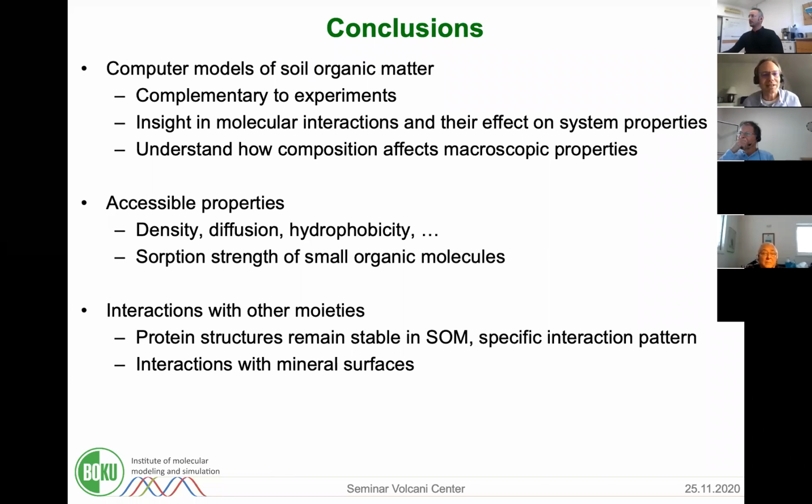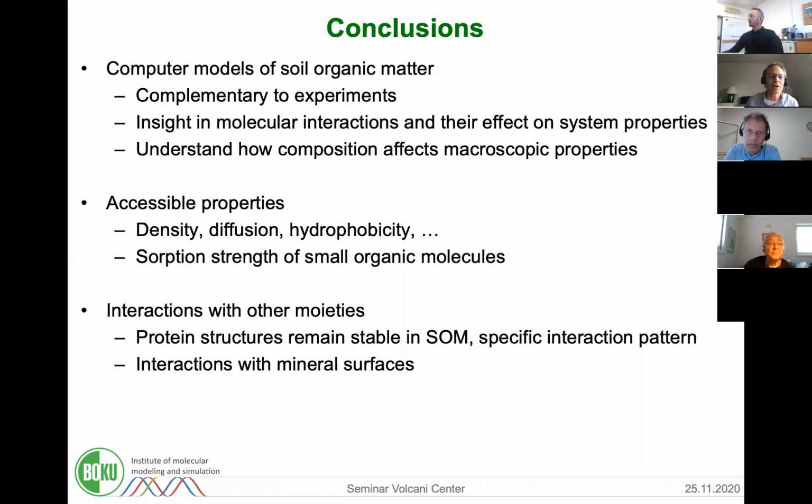Let me try to wrap up and give you some conclusions. So what we were looking at is mostly computer models of soil organic matter. We don't try to replace experiments, but we hope that we can lead to insights of what goes on at a molecular level that is complementary to experiments. So we try to see how molecules interact with each other and what the effect of these interactions is on system properties that can be related to experimental findings. We can look at absorption, we can look at physical properties of the organic matter itself. So we want to really understand how the composition affects the macroscopic properties at a molecular level.